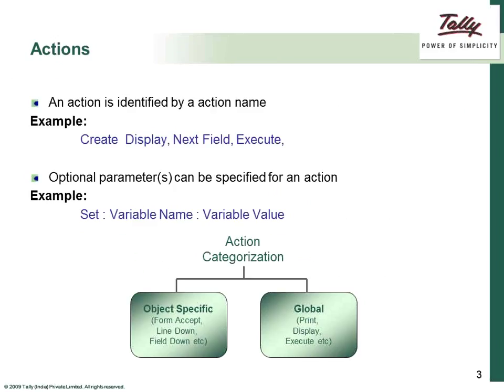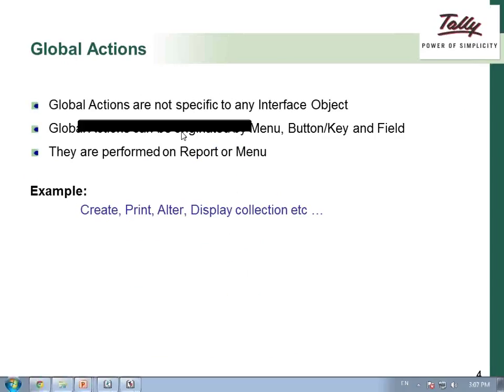Then we spoke about the categorization of actions, where we discussed object-specific actions and global actions. Object-specific actions are those actions which have to perform an action execution on a specific object. When we speak about a global action, it is an action performed on a report, menu, or through a button. So global actions are not specific to any interface object.